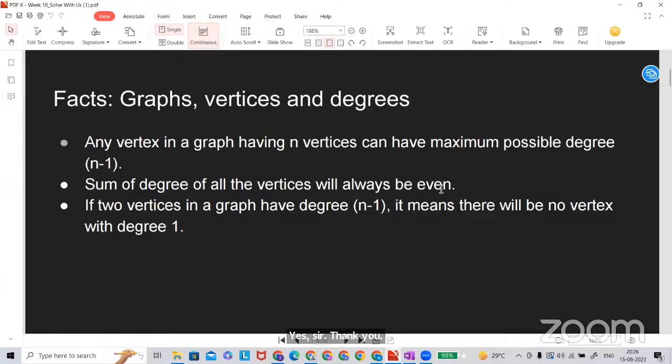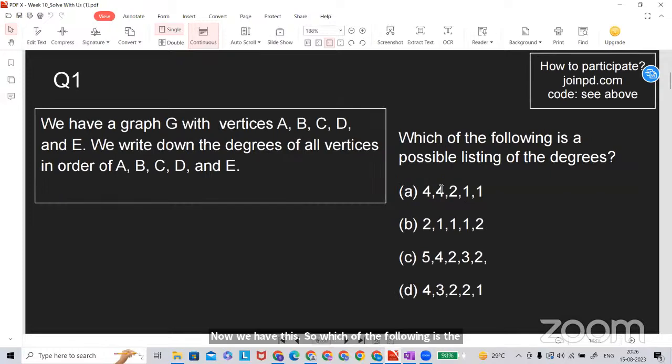Now we have this. So which of the following is the possible listing? N is the number of vertices.